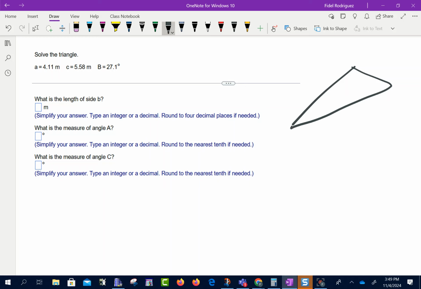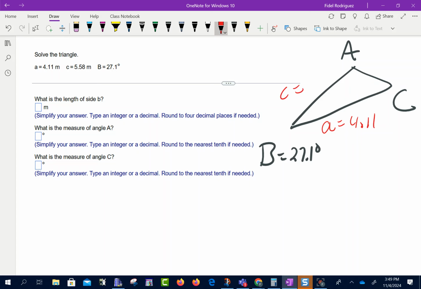What do we know? We know angle B to be 27.1 degrees. We know the side of B. No, we don't know the side of B. Let's see. We don't know angle A, and we don't know angle C. So look, y'all, I'll call that angle A. I'll call that side C. We do know that the side for A is 4.11. The side for C is 5.58. What we want to find is the length of B, and the angles for A and C.